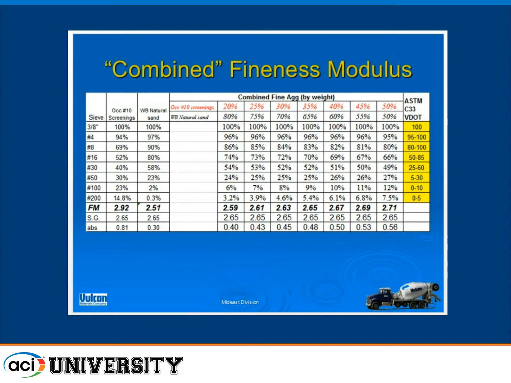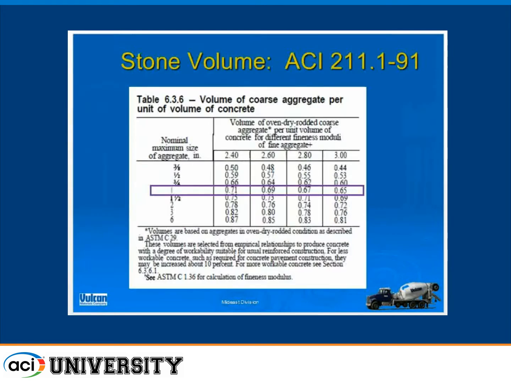So this is very useful. What is more useful, as I mentioned earlier, is coming up with a combined fineness modulus, because that's what you're going to need in mix proportioning. You see this very familiar table in ACI 211.1, and with the fineness modulus, you can at least determine the coarse aggregate content that you need.